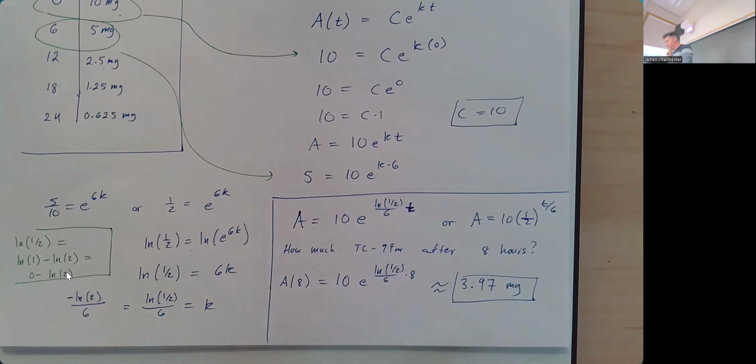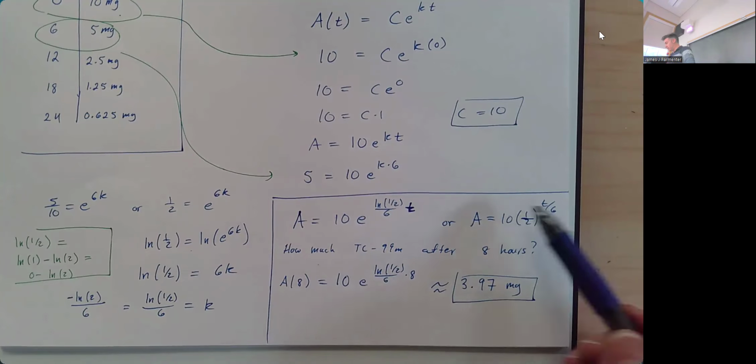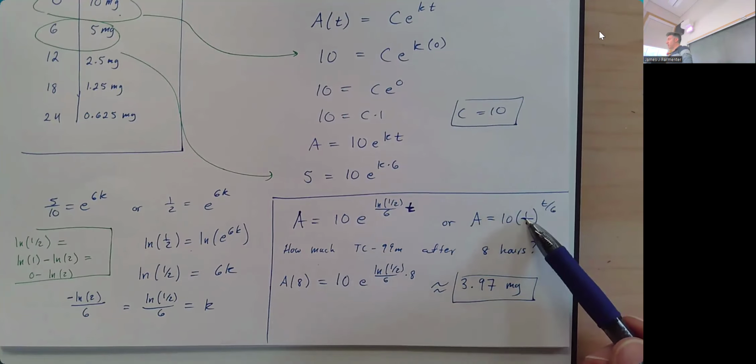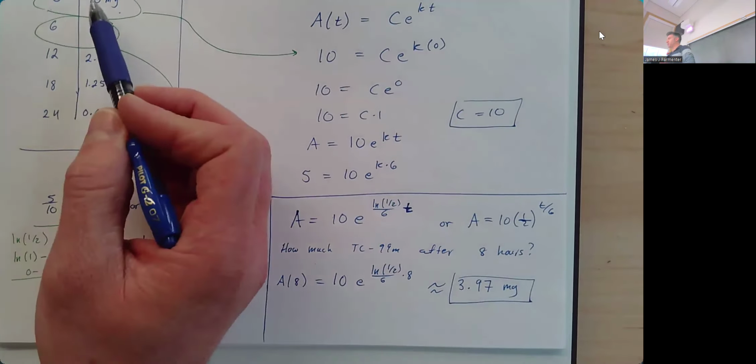Just to clarify, in case you're curious where this came from, there's a couple ways of seeing it. What I'm seeing here really is that every 6 hours we have half as much as we had before. So look at this. If t equals 0, 1/2 to the 0 is 1, and 10 times 1 is 10. When t equals 0, we get 10.